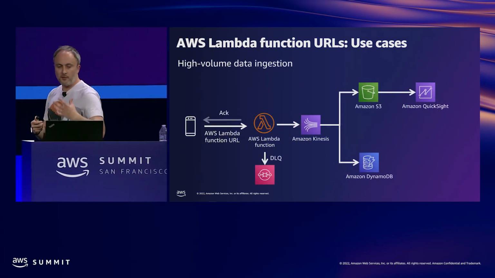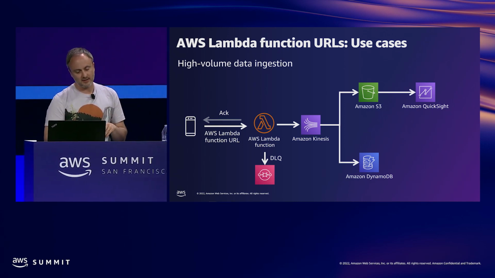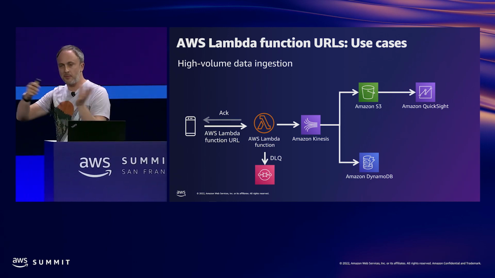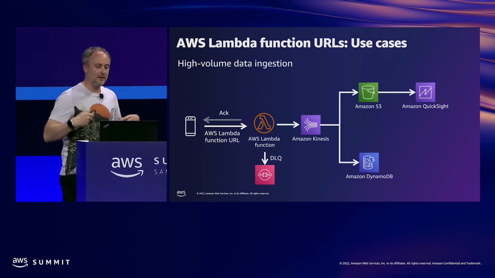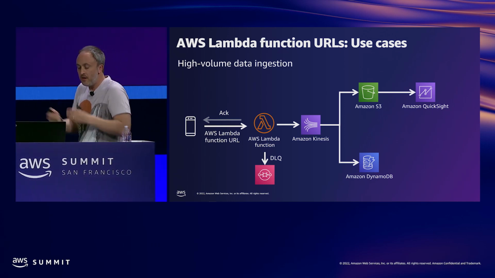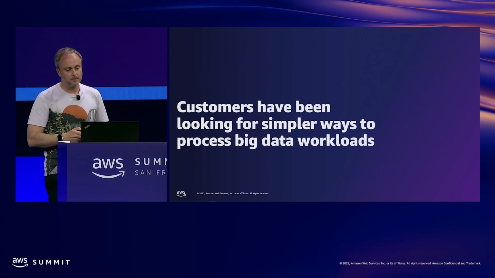Here's another one, high volume data ingestion. Again, using that 15-minute timeout and that free access to your business logic, you can send a request to Lambda, which could perhaps be forwarded on to Amazon Kinesis. That can stream something into S3, which you could analyze in Amazon QuickSight. You could add resiliency to this by adding a DLQ to your Lambda function.